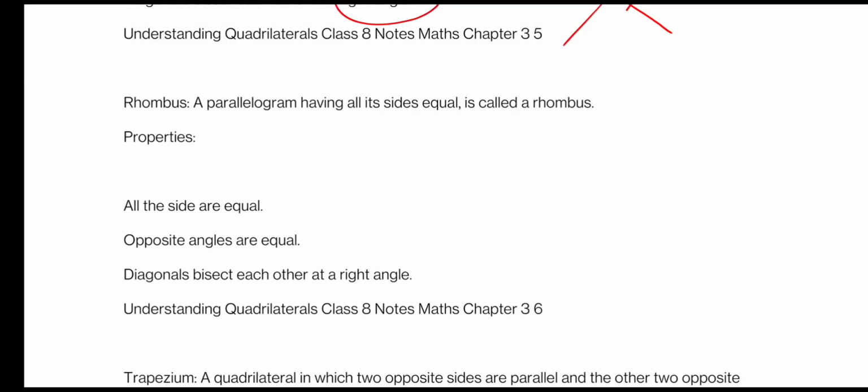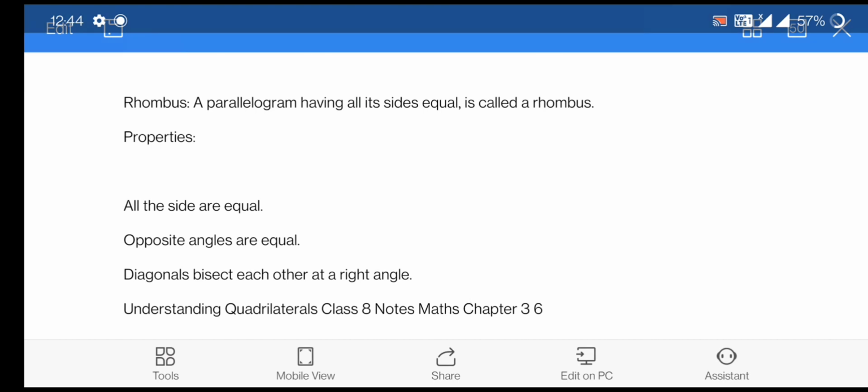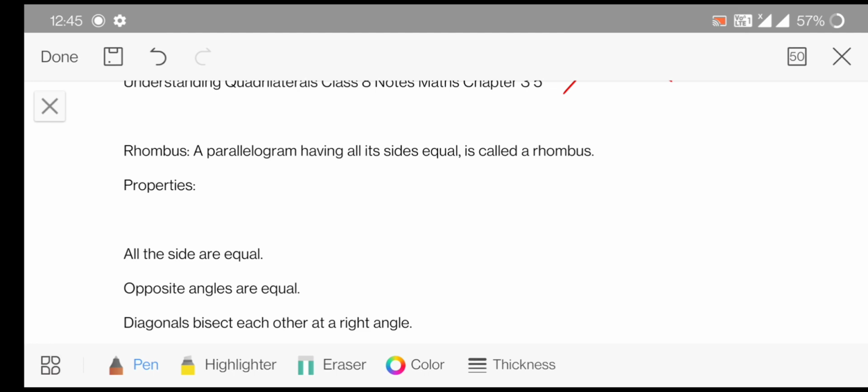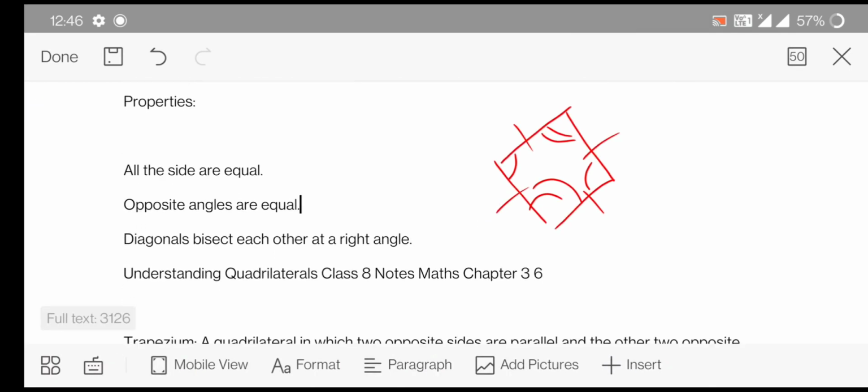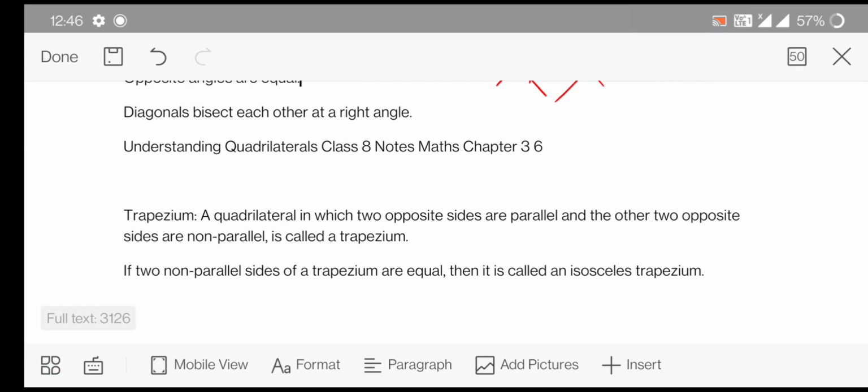Next is the rhombus. Let me draw the rhombus for you. So in a rhombus, all the sides are equal. It's the same as a square. As in a square, all the sides are equal, in a rhombus also all the sides are equal. Then opposite angles are equal, means this kind of opposite angles are equal to each other. Diagonals bisect each other at a right angle. So these are the properties of a rhombus.